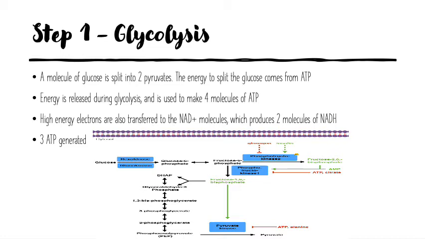So during this glycolysis process, high energy electrons are going to be transferred to the NAD plus molecules, which then is going to produce 2 molecules of NADH. So that's going to generate 3 ATP in short. You can also see a little bit about that process down on the bottom half of that slide as well.